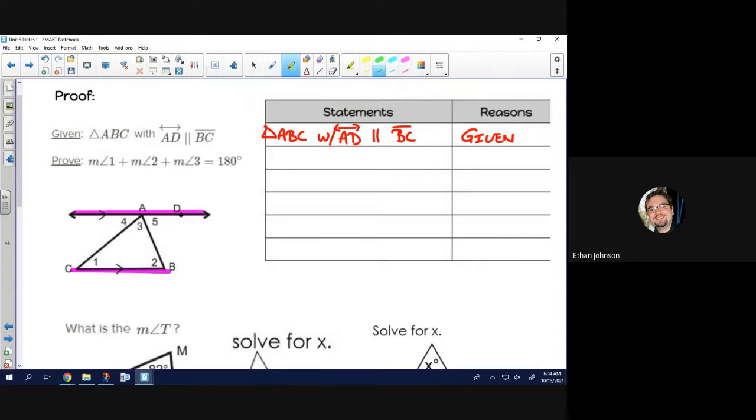So we could have a transversal. And in fact, in this problem, we have 2 transversals. That would be a transversal. The relationship that I notice here is between angle 1 and angle 4. I know angle 1 is congruent to angle 4 because of alternate interior angles.